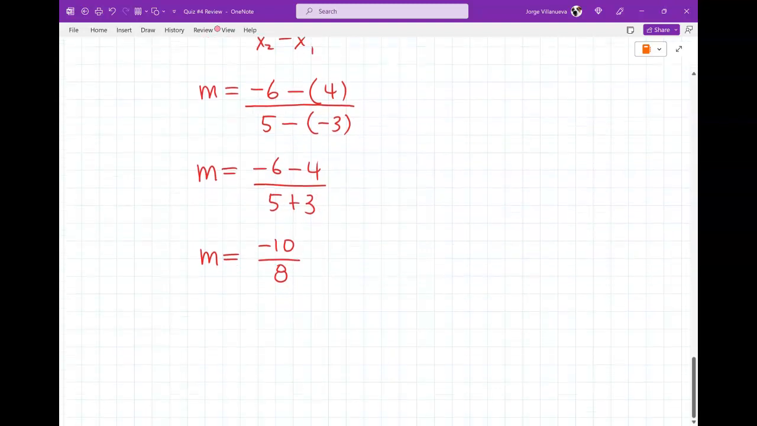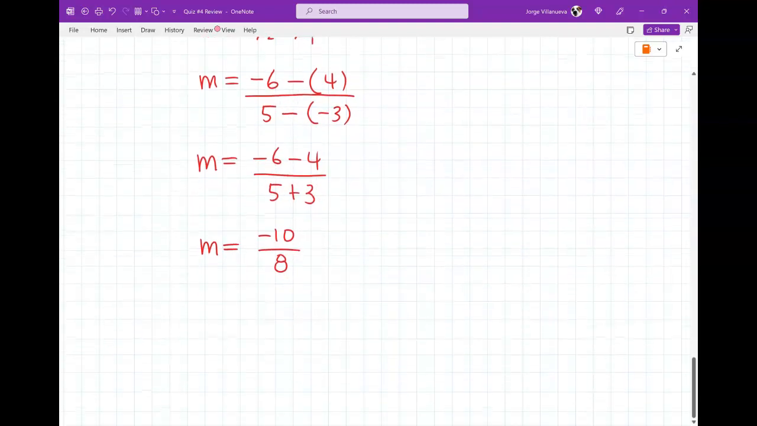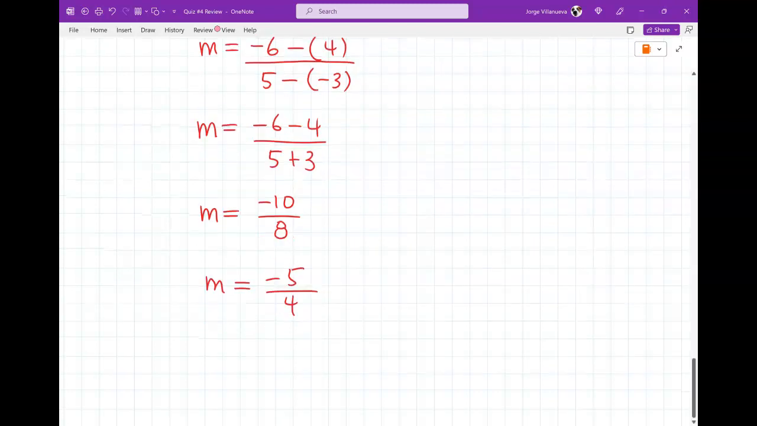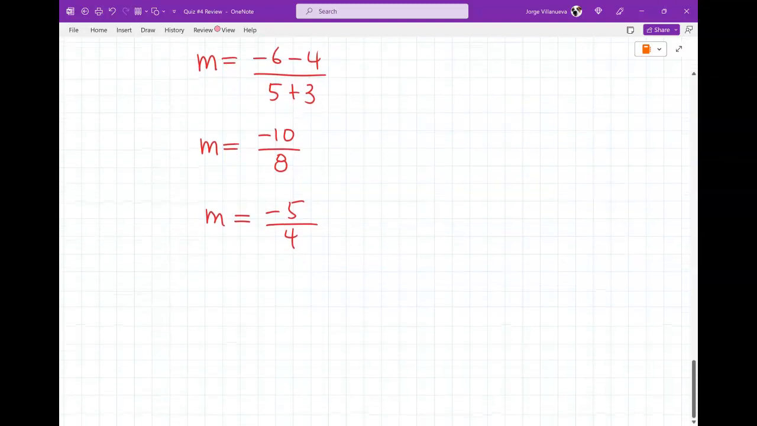Again, don't leave your answer like this. What can I reduce this by? By 2. So 10 becomes 5, 8 becomes 4. So my answer is -5/4. Okay? That's my slope, -5/4.